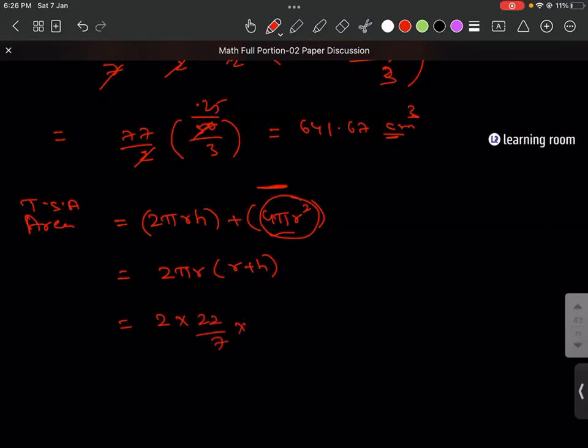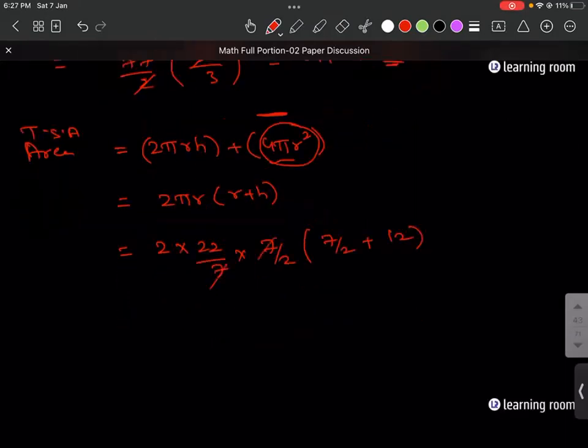Okay. So 2 into 22 by 7 into 7 by 2 into r is how much? Into r is 7 by 2 plus height is going to be 12. 7 and 7, 2 and 2 get cancelled. 22 into 7 plus 24 is 31 divided by 2. So this will cancel this 11 times. So 11 into 31 is going to give you how much?